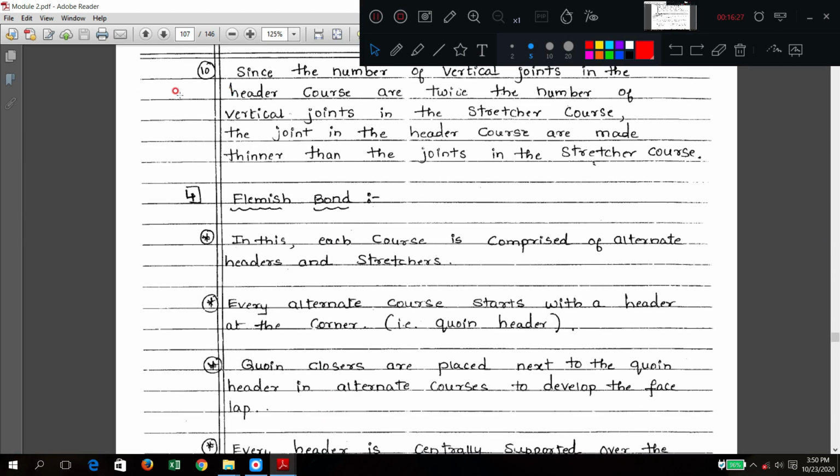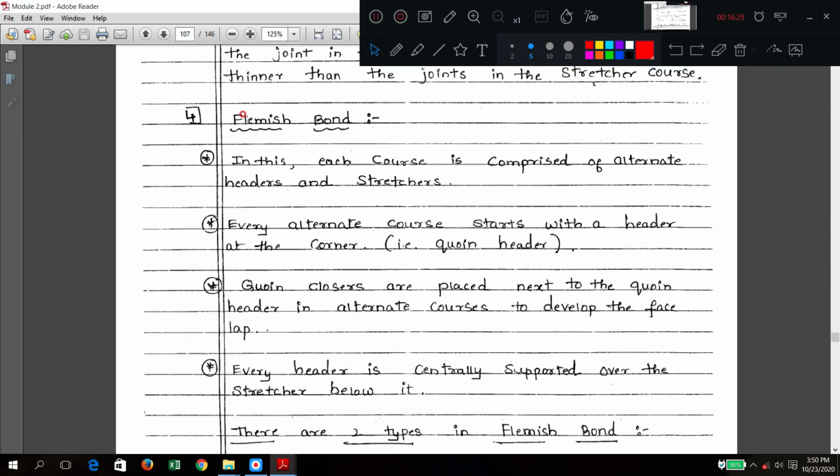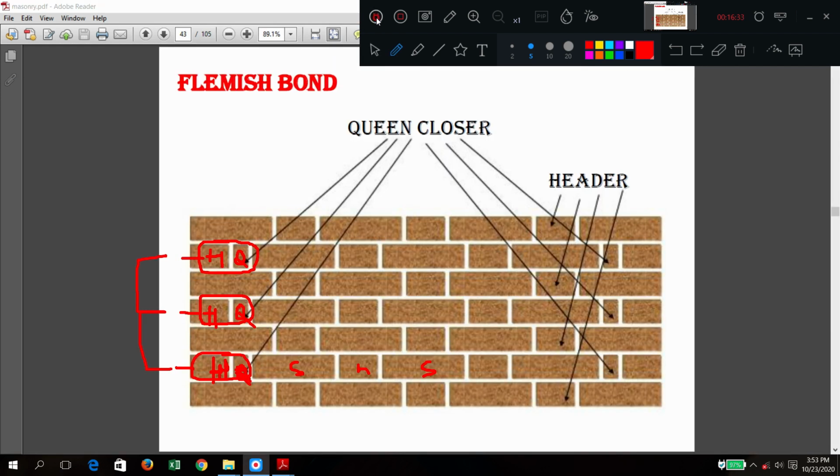Okay, that completes the English bond. Now in Flemish bond we will see. What is the point here? Whenever, I will just erase this one. I will explain once again.